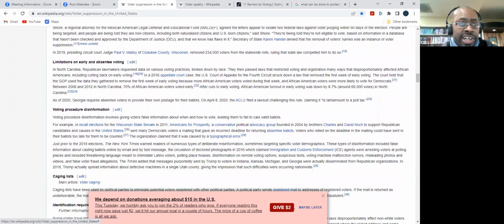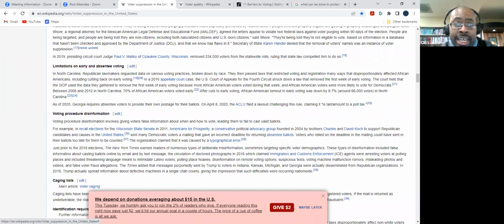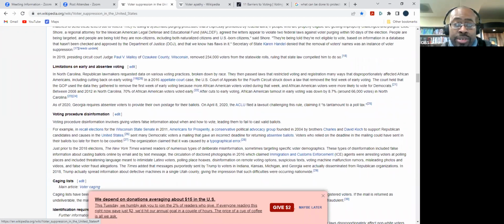So we have some more elements of voter suppression here. One of them is a limitation on early voting and absentee voting. For example, in North Carolina, Republican lawmakers requested data on various polling practices broken down by race. Then they passed laws that restrict voting and registration in many ways that disproportionately affect African Americans, including cutting back on early voting.